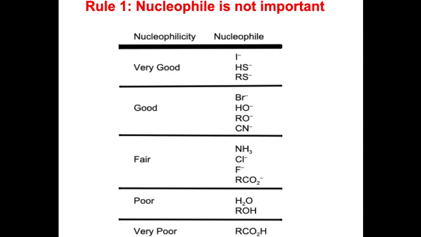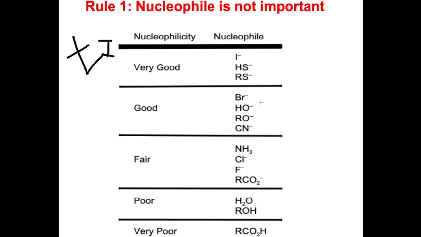Today's video, we'll be talking about the SN1 reaction. The first rule for an SN1 reaction is that the nucleophile is not important. It does not need to be weak or strong. It can be both. And this will work for a tertiary carbon. When you have one of these nucleophiles, it should come and attack the carbocation.